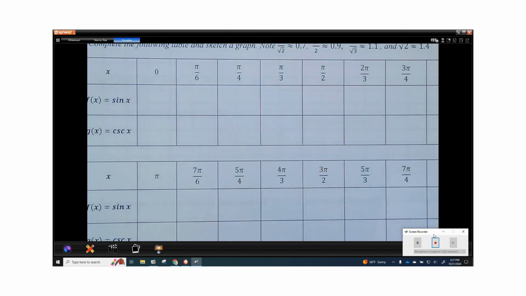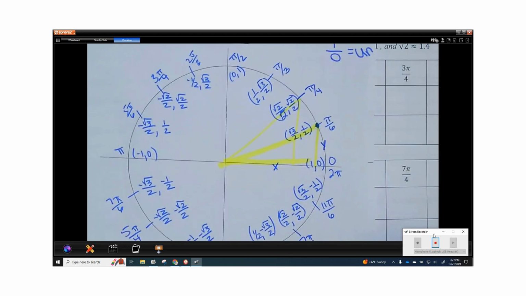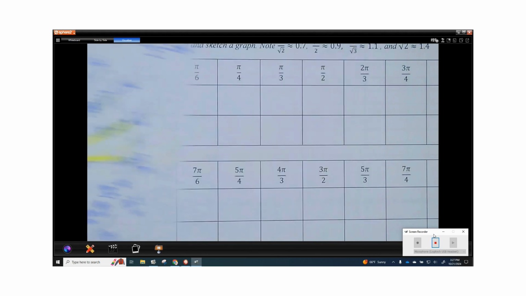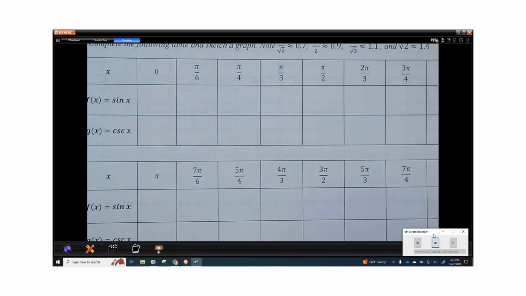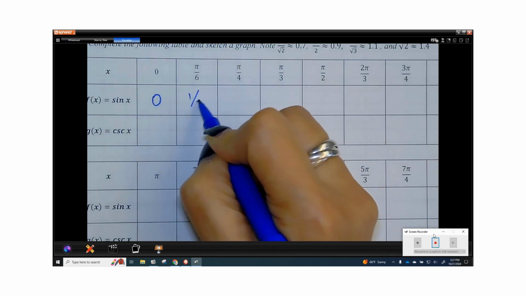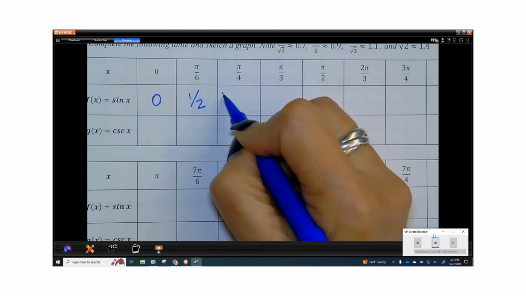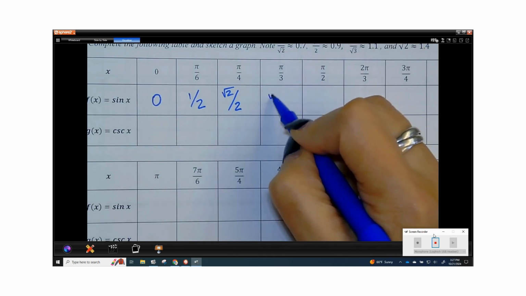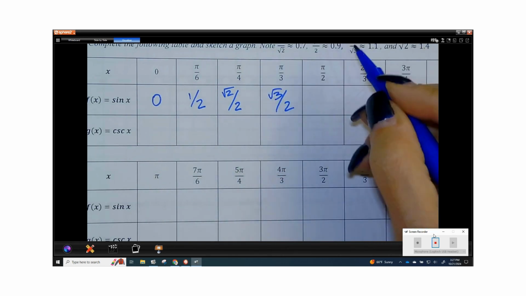Okay, so sine is just using the circle. We're going to go to the y value. So I'm just going to show the circle here, but I'm going to be looking at it. So the sine of 0 is 0. Sine of pi over 6 is 1/2. Sine of pi over 4 is square root of 2 over 2. Sine of pi over 3 is square root of 3 over 2. Pi over 2 is 1.